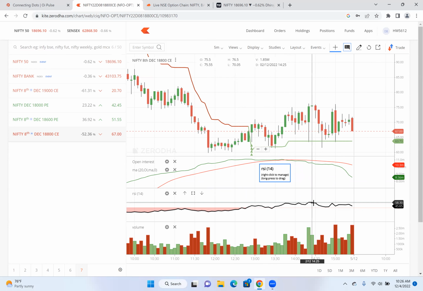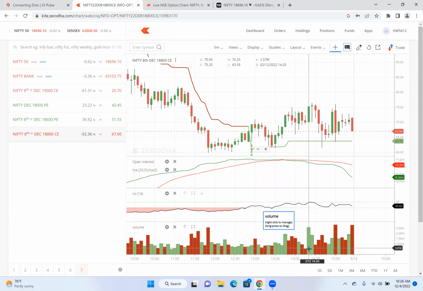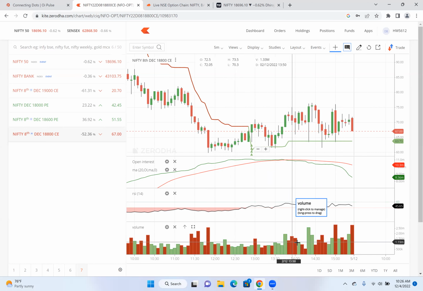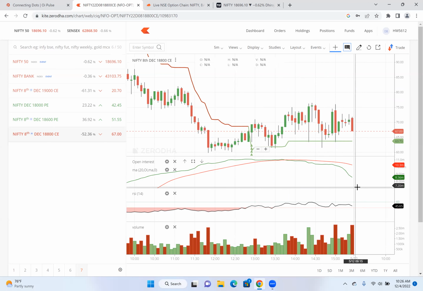But if it had been above 60, so RSI should be below 40 for selling, above 60 for buying. And the volume should be increasing. So I should see a higher volume bar. That is the condition. I will buy an option. Otherwise, I will not buy. Any questions? So this is my buying setup, and I showed you earlier my option selling setup.